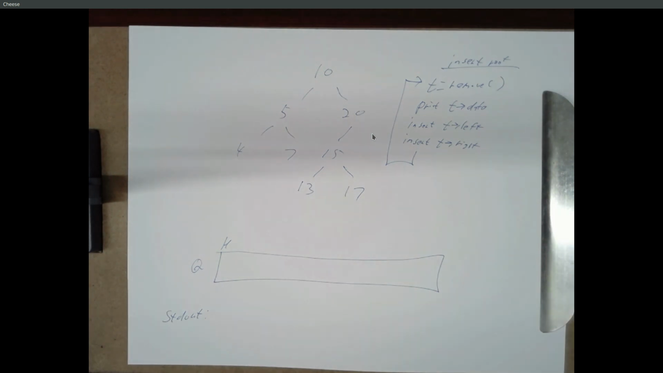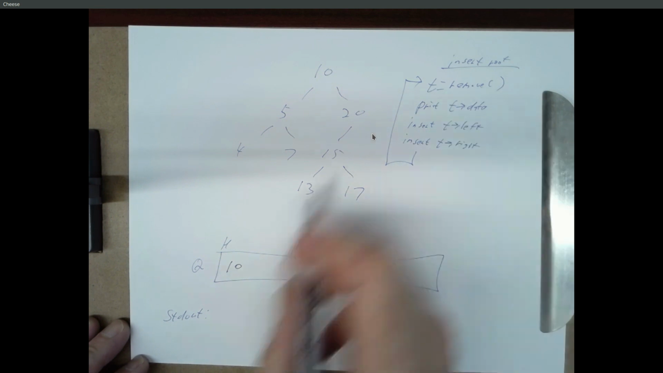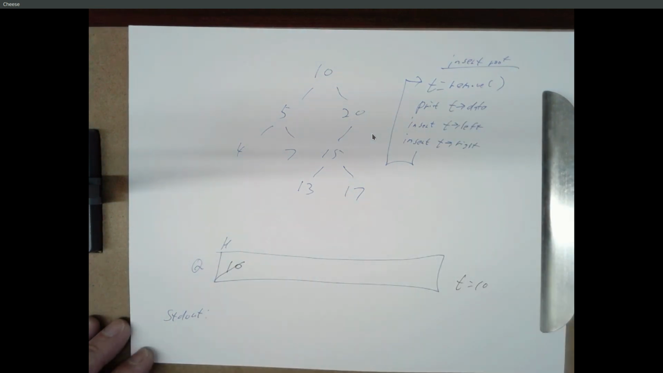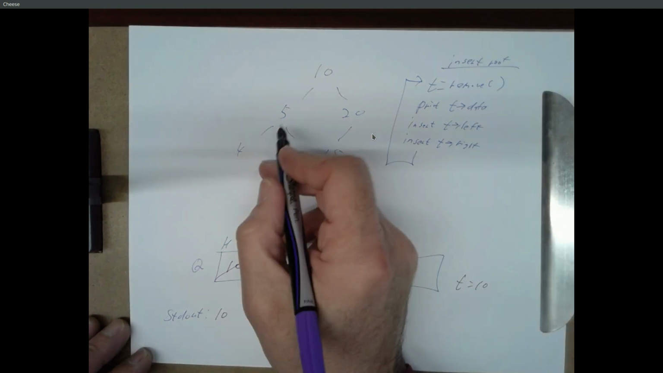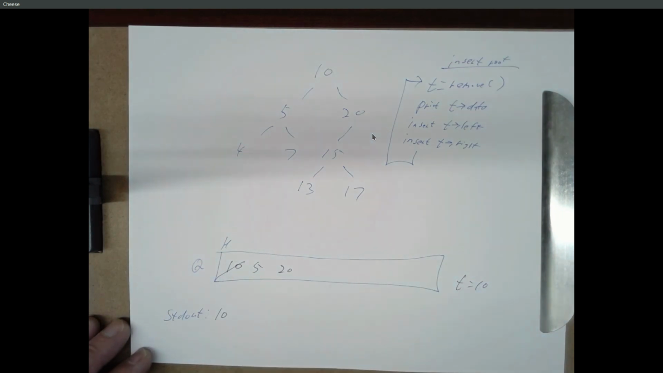So how this plays out, we start off with the root of the tree, which is a 10. We insert that into our queue. And then we come through our loop. So our loop says remove the head of the queue, so that disappears, and T is 10. We print out its data. We insert its left child, which is 5, and we insert its right child, which is 20. Go back to the top of the loop.